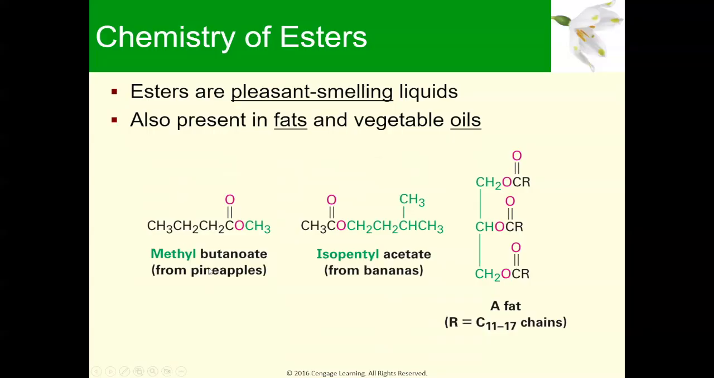Imagine the smell of pineapple. That is methyl butanoate. Imagine the smell of bananas. That's isopentyl acetate. And any sort of fat has this sort of structure where it's a triester.